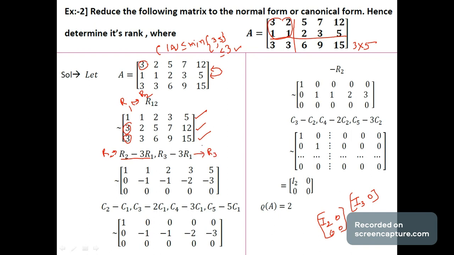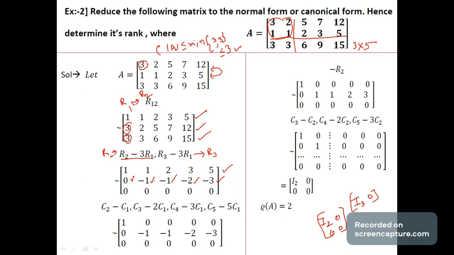So the first row is not affected. In the second row, 3 minus 3 into 1, 0. So 2 minus 3 into 1, 2 minus 3, minus 1. So 5 minus 3 into 2, 5 minus 6, that is minus 1. So 7 minus 3 into 3, 9, 7 minus 9, minus 2. 12 minus 3 into 5, 15. So 12 minus 15 means minus 3.